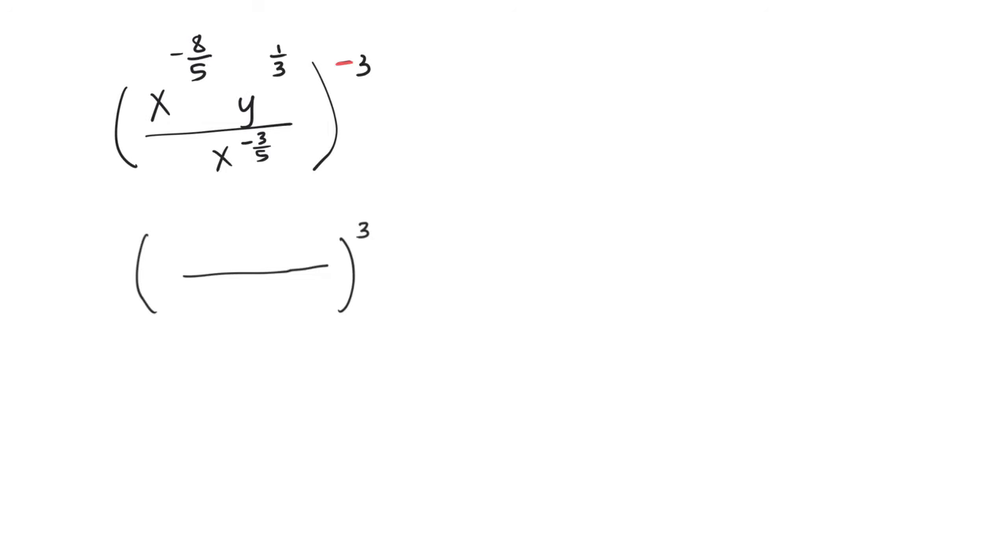So everything that is up in the numerator is going to come down into the denominator. So that's going to come down here. So I'd have x to the negative 8/5 times y to the 1/3, and then what was in the denominator is now going to move up into the numerator. I take the reciprocal of this entire base, you just flip it upside down.